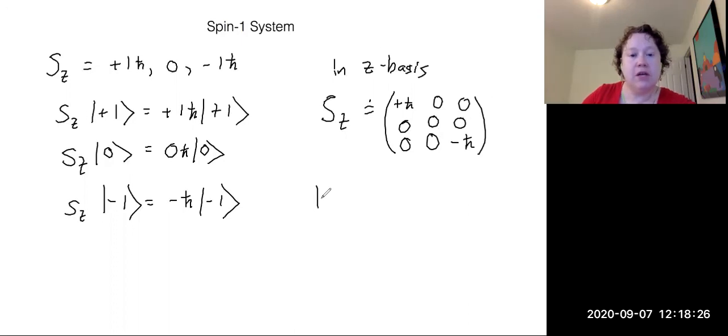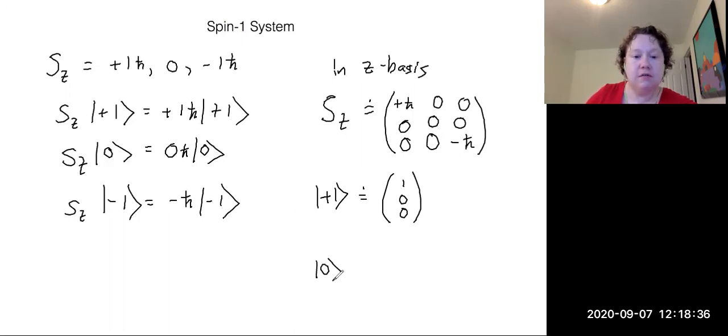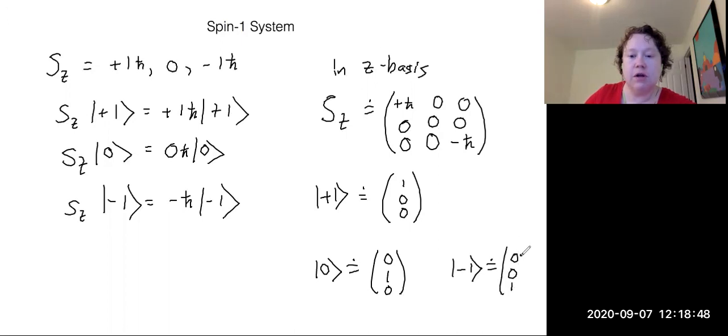And we can write the +1 state as represented by the unit vector 1, 0, 0. The 0 state is represented by the unit vector 0, 1, 0. And then the -1 state is represented as the unit vector 0, 0, 1.